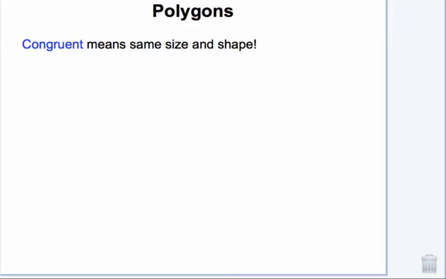Welcome back. So let's take a triangle. If we were to turn this triangle on its side, we would still have the same shape and same size, but they look different because they're turned and we have rotated them.